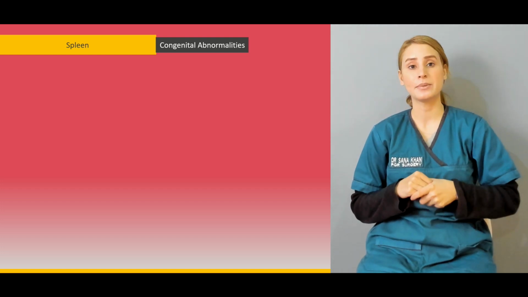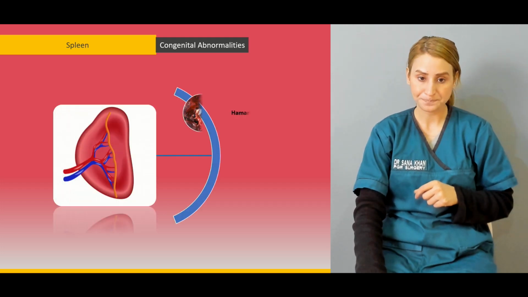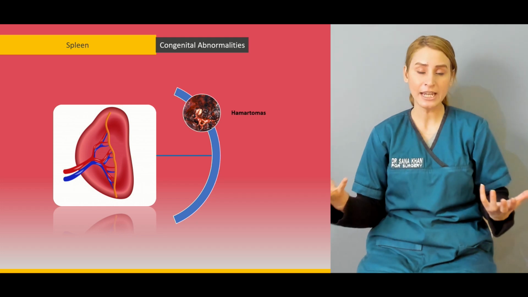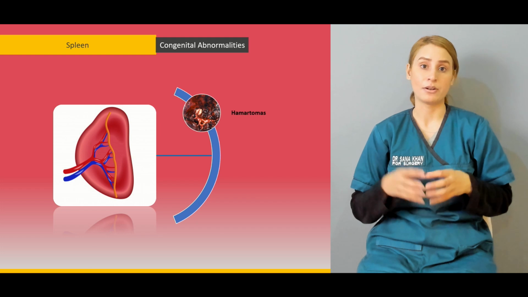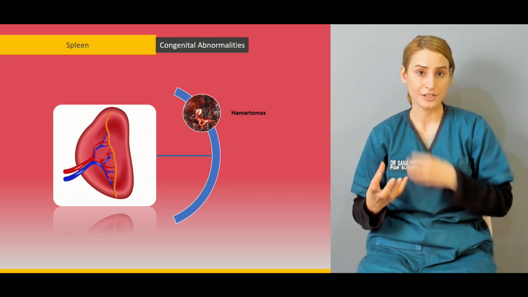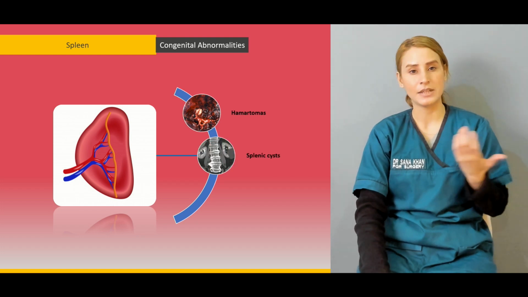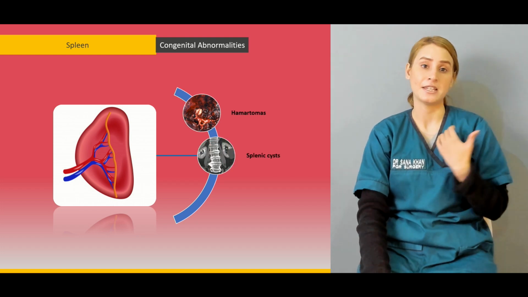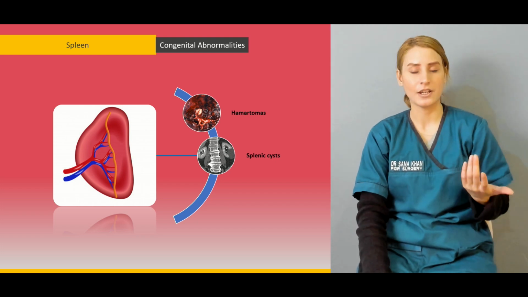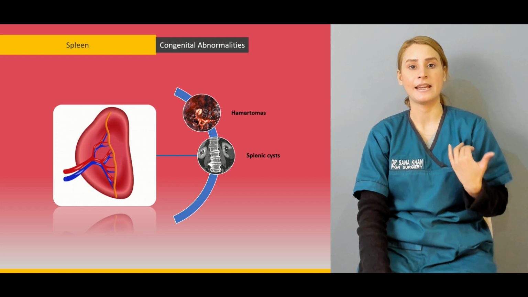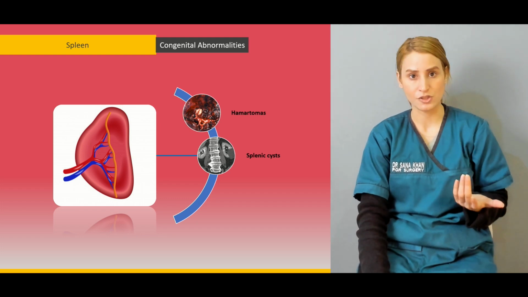Now talking a little bit about the congenital anomalies which happen in the spleen. There can be multiple hemangiomas, which are vascular tumors and benign in nature, and they can get very much complicated when they bleed profusely. So usually if they are smaller in size and there's no risk of rupture, then they are usually not life-threatening.